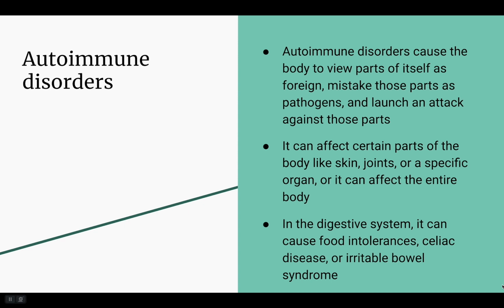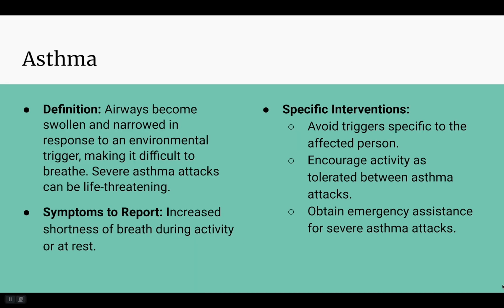Autoimmune disorders cause the body to view parts of itself as foreign, mistake those parts as pathogens, and launch an attack against those parts. It can affect certain parts of the body like skin, joints, or a specific organ, or it can affect the entire body. In the digestive system, it can cause food intolerances, celiac disease, or irritable bowel syndrome. This slide and the following 5 slides outline the common chronic conditions of the immune system and related interventions.